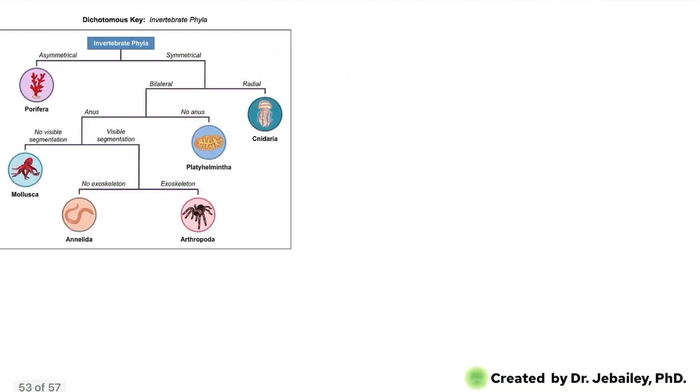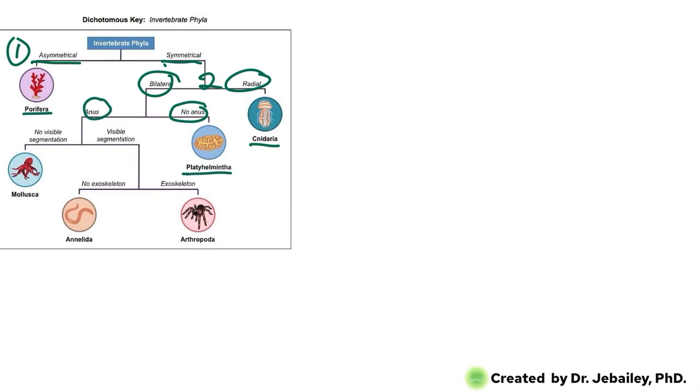You can also do the same thing with the other phyla between the invertebrates. So the same thing, usually the number 1 will be, are you asymmetrical, then you're porifera. If not, if you're symmetrical, then you go to number 2. Number 2 is if you're bilateral, you go to number 3. If you're radial, you're cnidarian. And then if you have no anus, you're platyhelminthes. If you do have anus, you go to number 4. If you have no visible segmentation, you're mollusca. If you have visible segmentation, go to number 5. If you have exoskeleton, you're arthropoda. If you don't have exoskeleton, you're annelida.